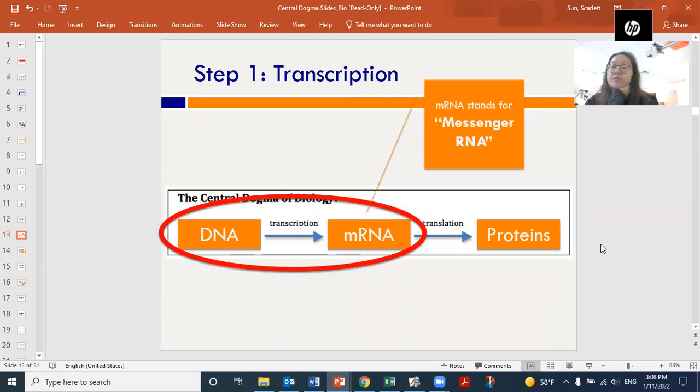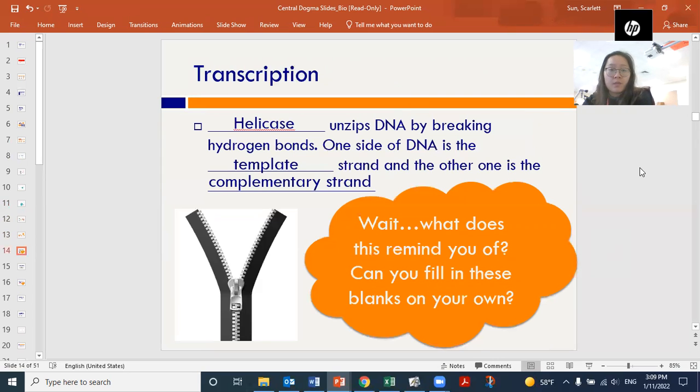So let's talk about transcription, which is step one. We're going to talk in more detail. And again, mRNA stands for messenger RNA because it's the message that is sent from the DNA to the cytoplasm in the case that DNA can't leave on its own. In transcription, there's an enzyme that is called helicase. And it's called helicase because it's kind of like a little helicopter, and the helicopter is a chopper, and it chops the DNA by unzipping it down the middle, like this image down here. It breaks the hydrogen bonds and separates the two strands of the double helix.